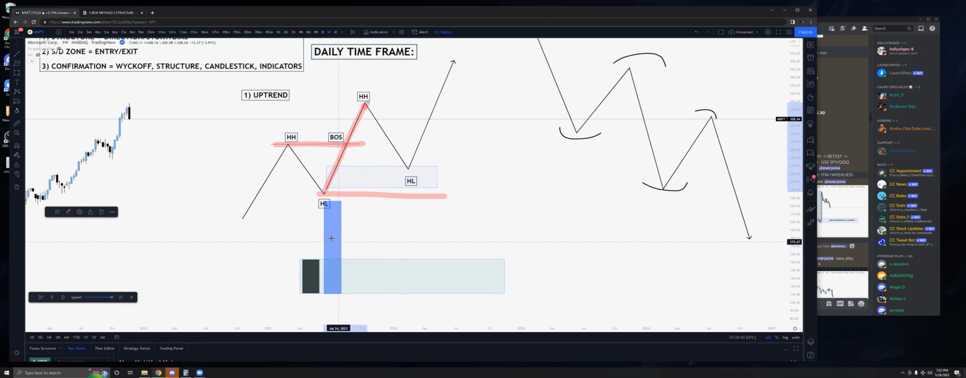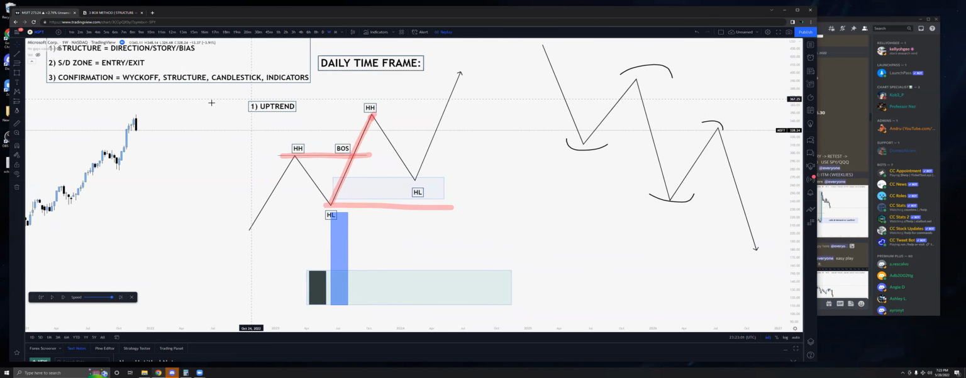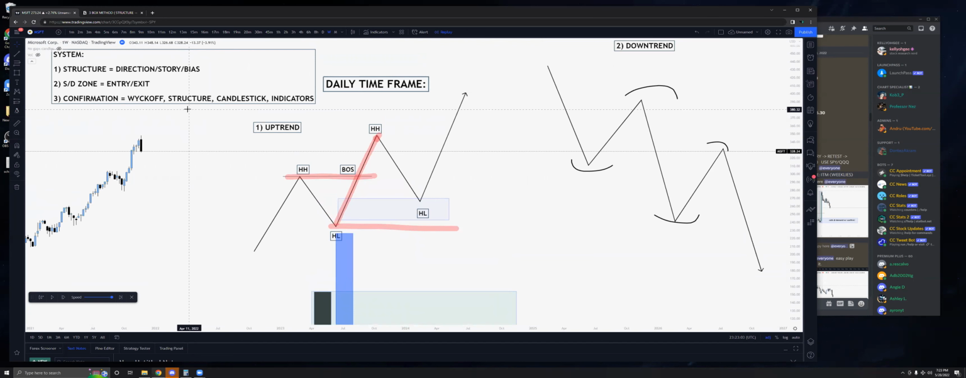Okay. Now that price comes back into that demand zone, what do we do? Do you guys buy right away when it comes into a demand zone? Yes or no? No. Wait for it to reject. Yeah, wait for it to reject. And what confirmations can we use? We can use Wyckoff, we can use structure, or we can use candlesticks, or we can use indicators, whatever you want to use. All we're doing is looking at the structure first, okay?